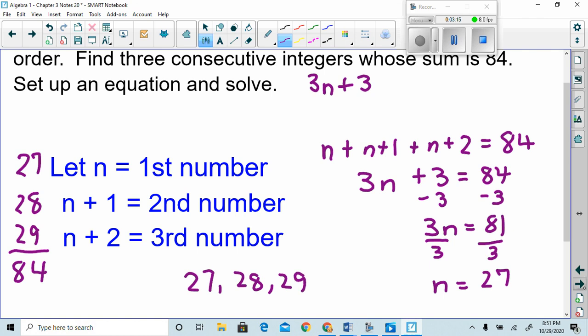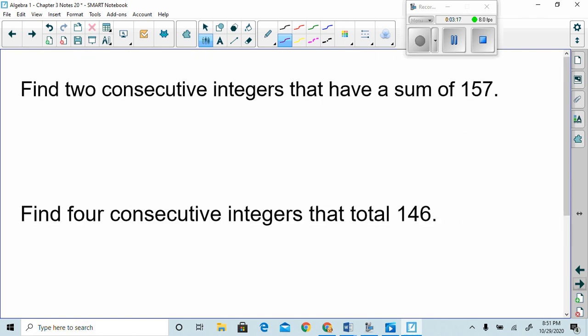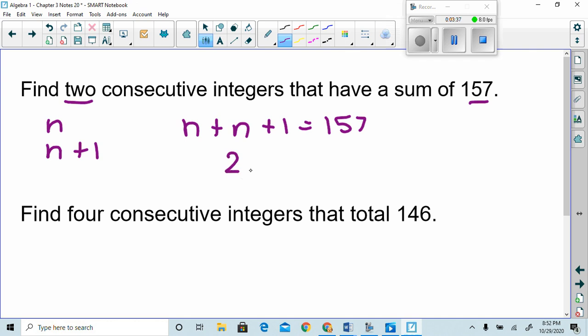Let's try a second problem. Find two consecutive integers that have a sum of 157. I'm looking only for 2 this time, so I have n as my first number, and n plus 1 is my second. If I take this and write this in equation form, I combine like terms, so when I'm dealing with two numbers, I have 2n plus 1 is always going to be my expression.